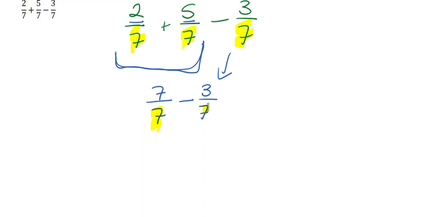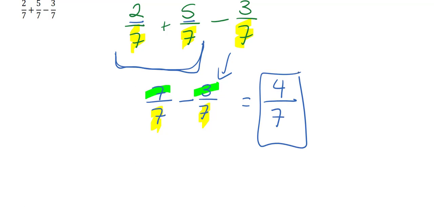We still have, right, a common denominator, so that's good. And we just go ahead and subtract. So we would go 7 minus 3. Well, that would equal 4, and that would be over 7. And that would be our solution.